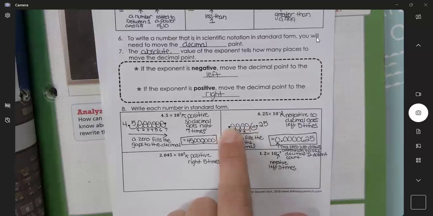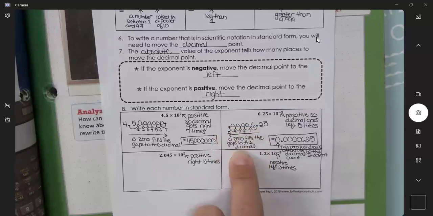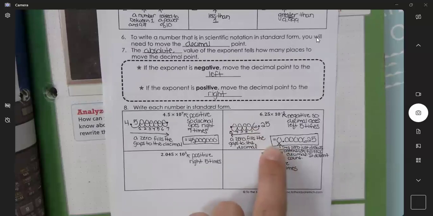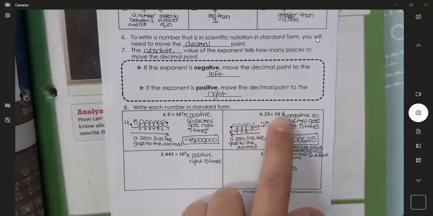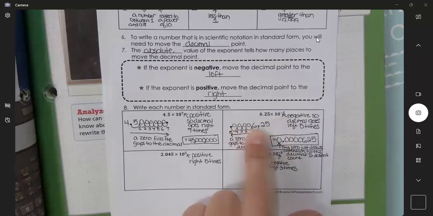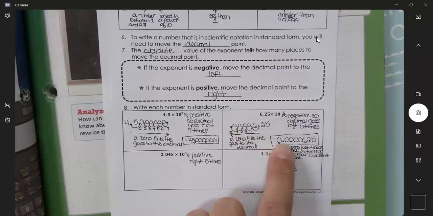Same thing applies here. All those empty loop-de-loops get a 0. And then you just rewrite it. This 0, I put a little tiny note here for you. It's kind of just a placeholder. It draws attention to the decimal. It doesn't really count in your exponent. It just draws attention to the fact that there's a decimal behind it. So you just add it on.